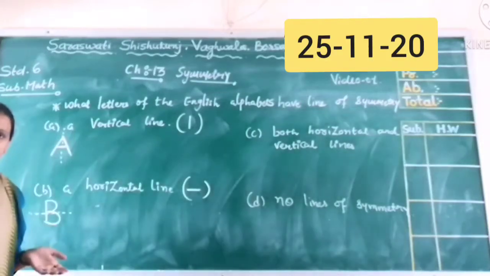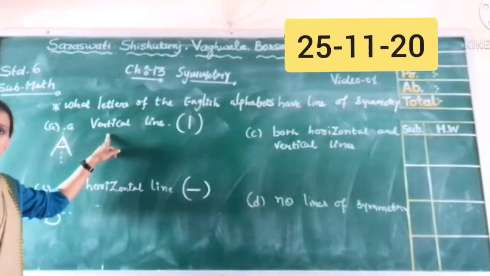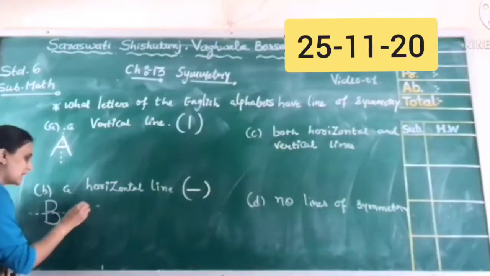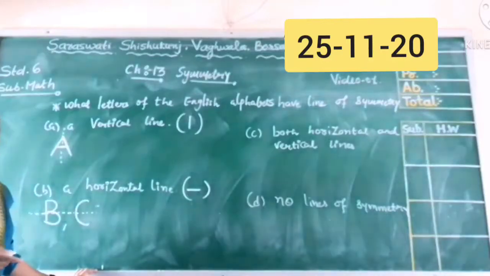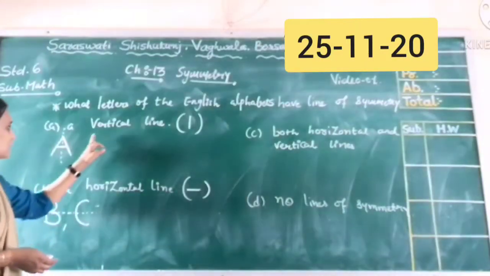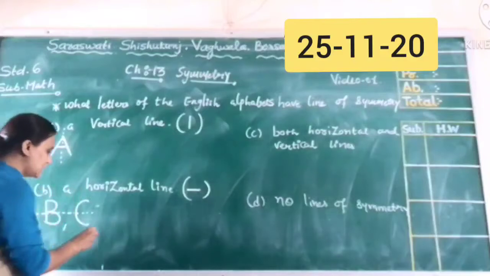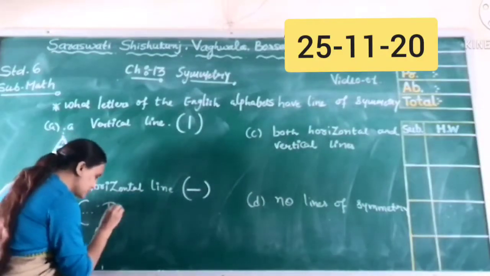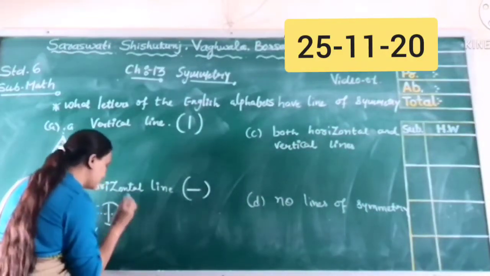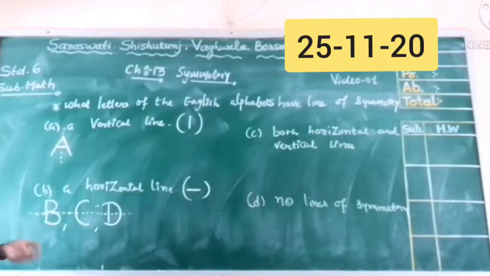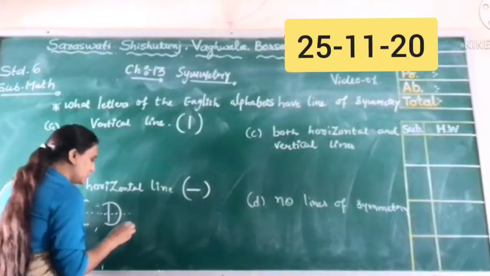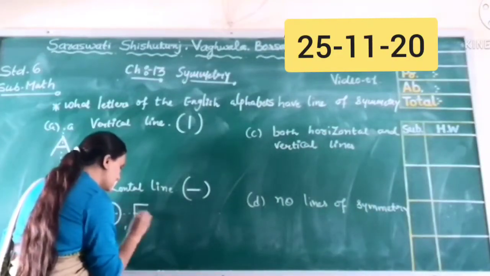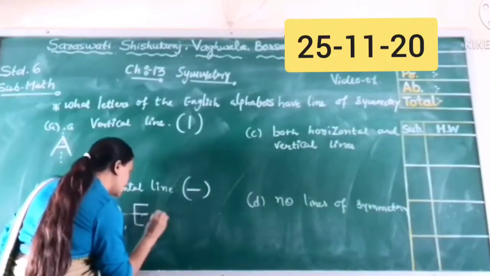Okay. Then C. In C also we cannot draw a vertical line, so C will come in horizontal line. Then D. In D also we cannot draw a vertical line, so D will come in horizontal line of symmetry. Then E. In E also we cannot draw a vertical line, so E will come in horizontal line. We can draw a horizontal line in E.